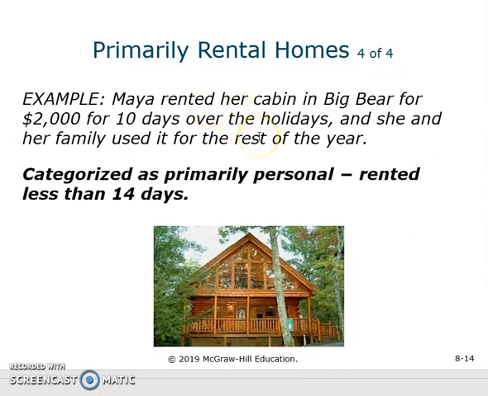For example, we have Maya who rented her cabin in Big Bear for $2,000 for 10 days over the holidays, and she and her family used it the rest of the year. So this would be considered primarily personal, and she rented it for less than 14 days, so she does not claim that income on her tax return or deduct any of the expenses.